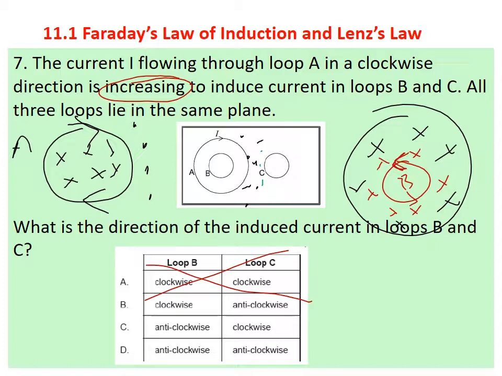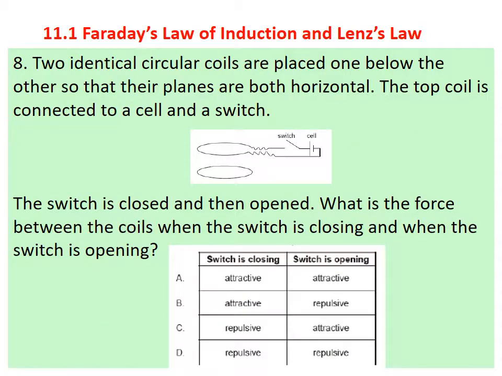So same thing, I take my fingers on my right hand and I curl them around C such that they come out of the board at me. And when I do that for loop C, if I want dots here, I know that my thumb has to be pointing up. And my fingertips curl out on this side. So that means that the EMF induced for loop C is clockwise. So choice C is the right answer.